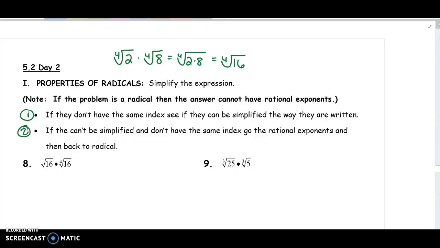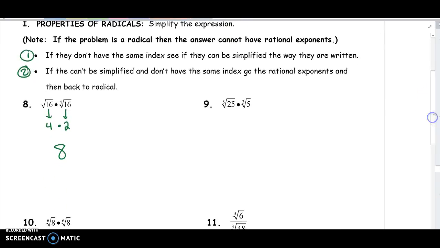Strategy number 1, see if they can be simplified the way they are written. Look at your perfects chart. What is the square root of 16? 4. What is the 4th root of 16? 2. So this is a really complex way of saying 4 times 2, which is 8. Now, because it was an even index, what is our answer? Plus or minus 8. Okay, in this one, the radicals completely canceled, so we don't have to worry about putting it back in radical form because the radicals are gone.